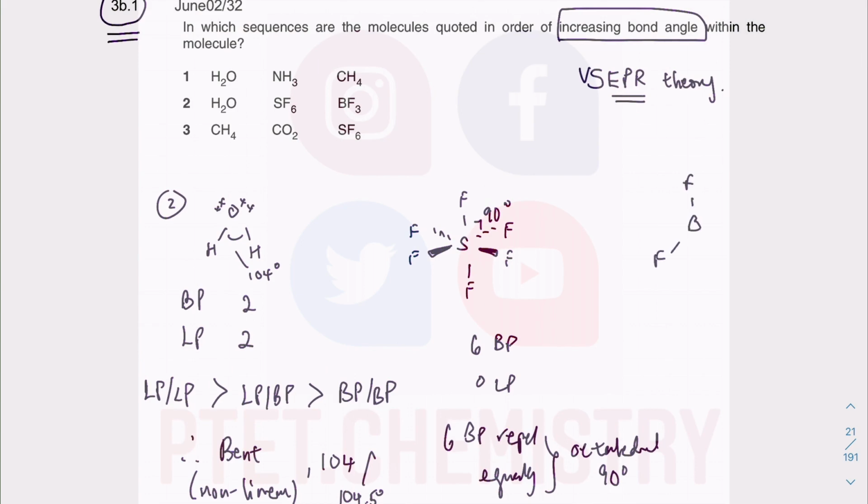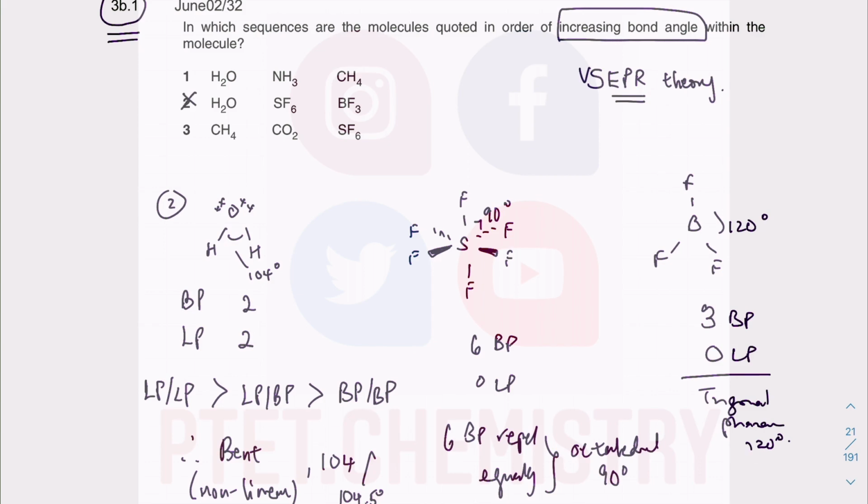BF3 is your classic trigonal planar, 120 degrees, and these are all part of your AS case study as stated in the specification and syllabus. Yeah, so these 3 bond pairs repel equally. You get trigonal planar geometry, which is 120 degrees. Okay, so they want an increasing bond angle from this to this to this. This is 104 to 90, that is a decrease and then an increase again.